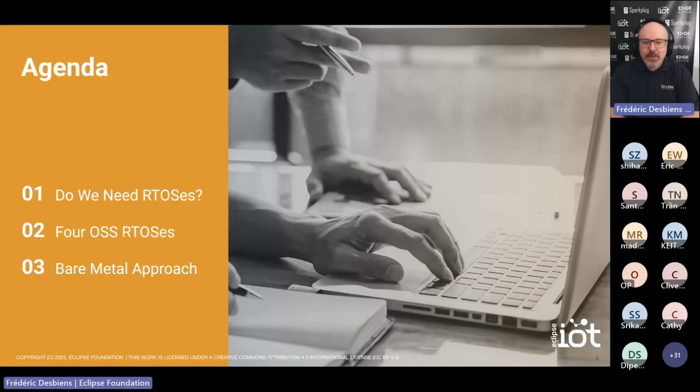All right. So for today's presentation, it's fairly simple. Really, three main points there. First, we'll take a step back and ask ourselves why we would need a real-time operating system. After that, we'll have a look at 4 options as RTOS go, and of course, RT-Thread is one of them. And then we'll look at various alternatives for a bare metal approach.